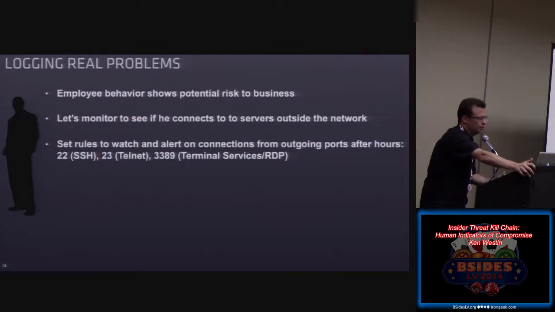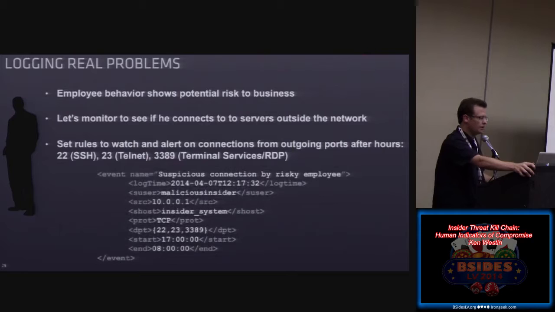So let's look at a real problem here. If an employee behavior shows potential risk to the business, I want to monitor to see if he connects to servers outside the network. So what I'm going to do is set up rules and alert on connections to outgoing ports after hours on port 22, 23, and 3389. This was CERT, when they did their research, they actually found that this was a common attack pattern. So this is really easy to implement.